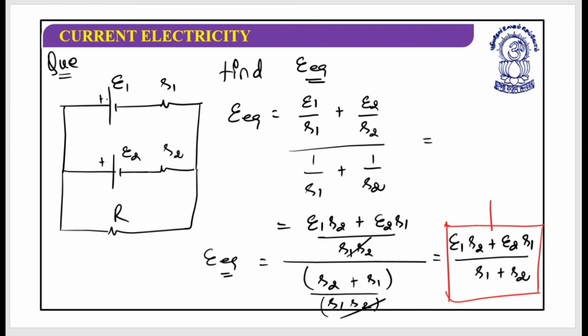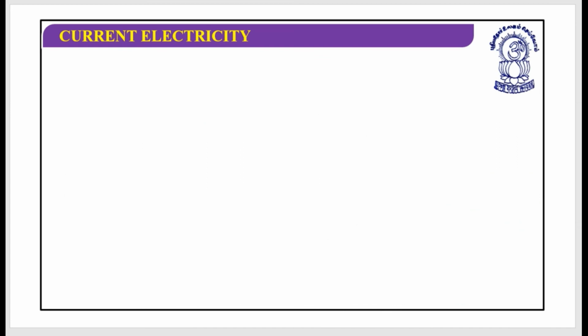But limitation, this is applicable to 2 cells only. Yes, for more than 2 you need to stick with the basics, but when 2 cells are there, this will save time for us for sure. I hope the things are clear. Is it clear? Okay, one more.